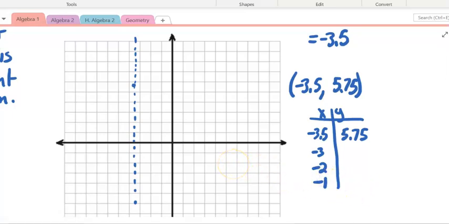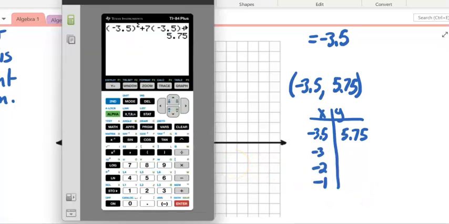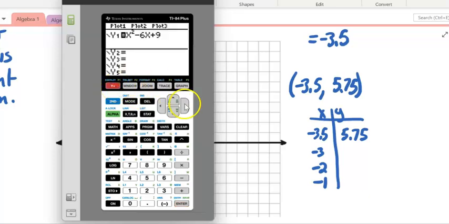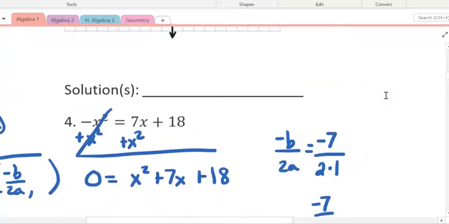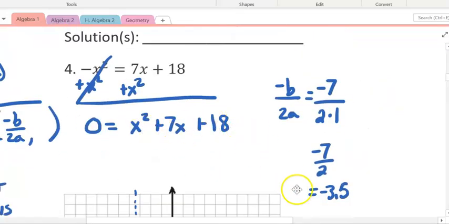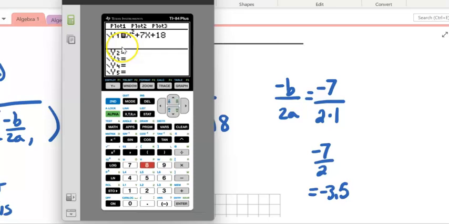But so how I'm going to pull up a table, I can plug those x values in, or I can just go to y equals, clear out anything you have. I'm going to type in x squared, and it was plus 7x plus 18. And that was what this equation was right here. So once I get that typed into the y equals, if you're on the middle school calculators, you hit table and then type this in.